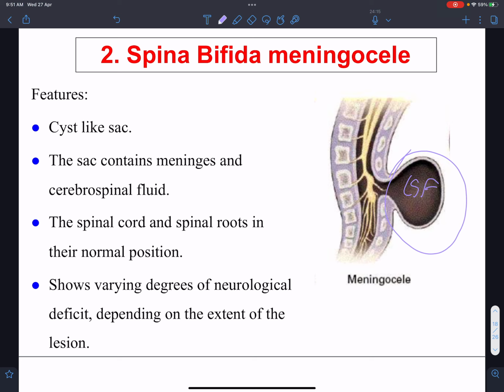Okay. But what about the spinal cord? I said meningocele. Is the spinal cord bulging out as well? No, the spinal cord and the spinal roots are intact. Just the cerebrospinal fluid and the meninges are bulging out to give you this cyst-like sac.